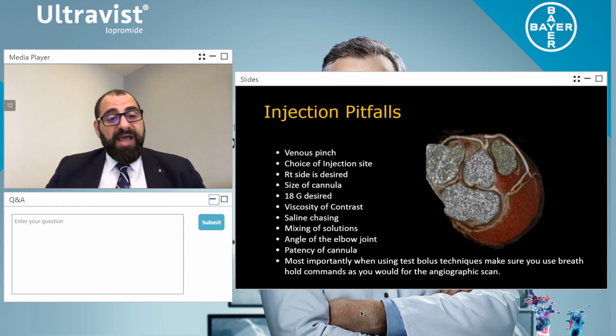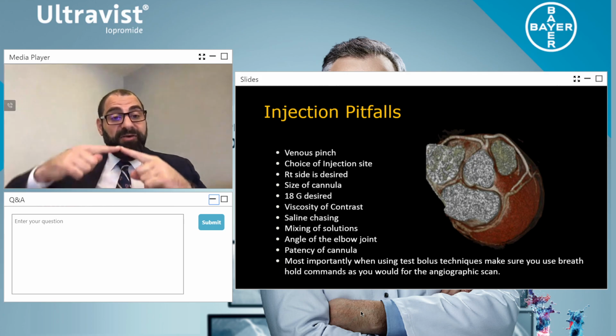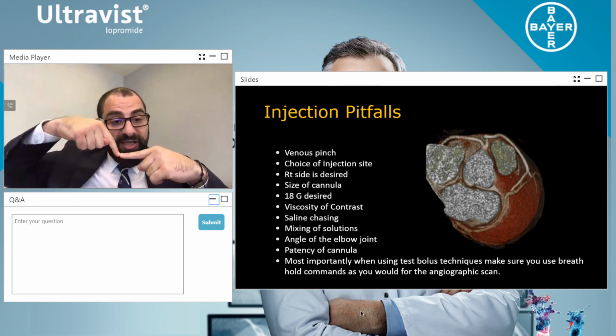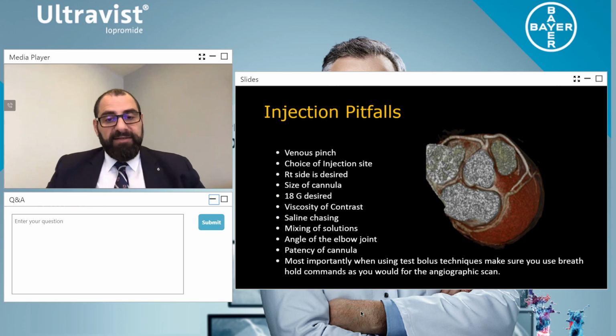We always like to use 18-gauge cannulas. We always love to have saline chasing or saline flush after the contrast. This is because when the contrast is injecting through, we want to keep pushing it through. Also, we would love to have the elbow joint nice and straight because that's where the cannula is going through, and we don't want the cannula actually to kink. And most importantly, we're going to talk about test bolus techniques.